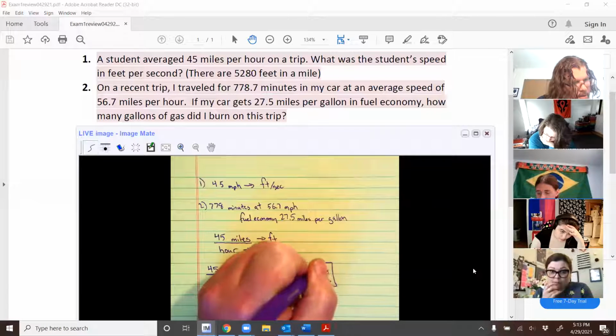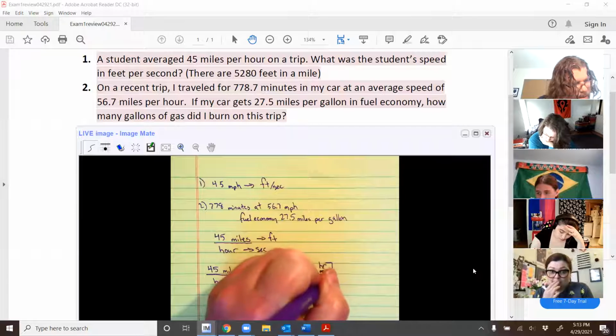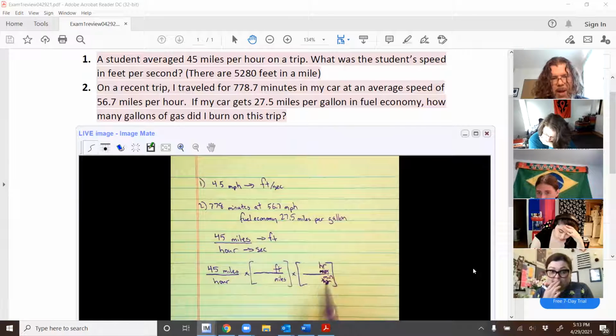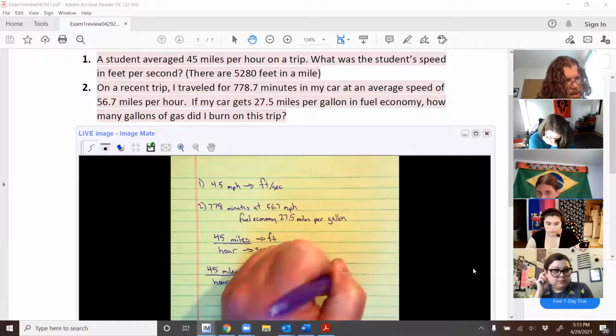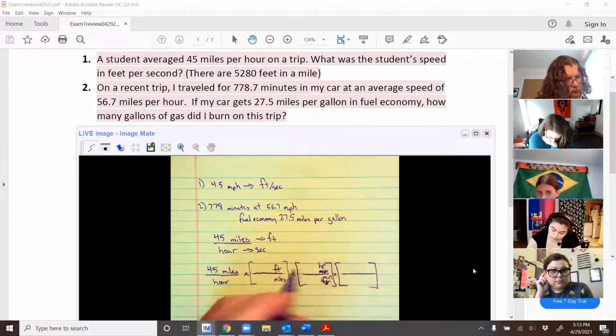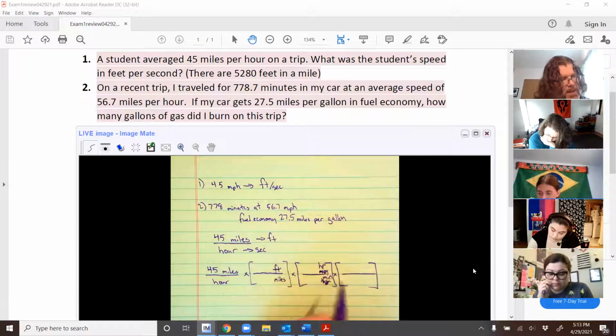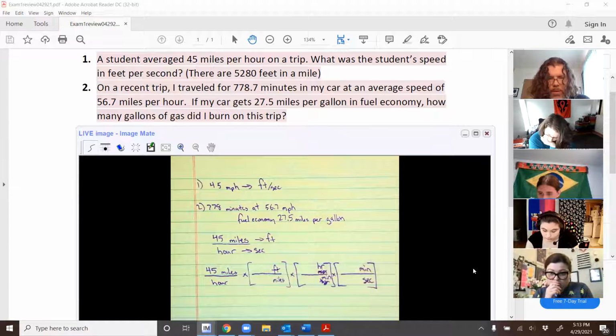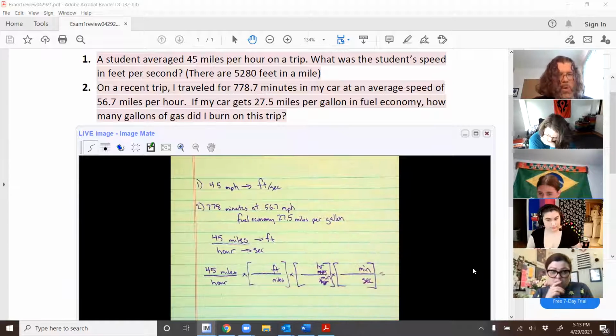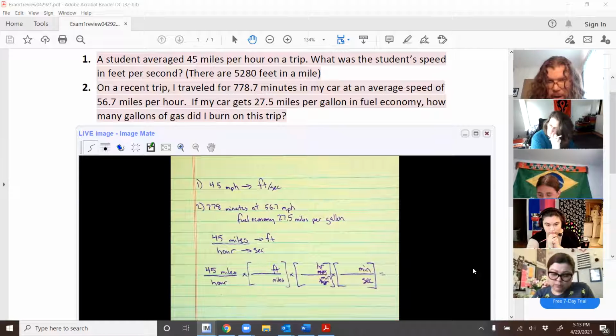Oops, I did that wrong. So I need minutes in the denominator and hours in the numerator to cancel out with the hours that are already in the denominator. And then we're going to convert from minutes in the denominator to seconds in the denominator. So those conversion factors should cancel out to give us final units of feet over seconds. Now we just have to fill in the numbers and then punch it into our calculator.